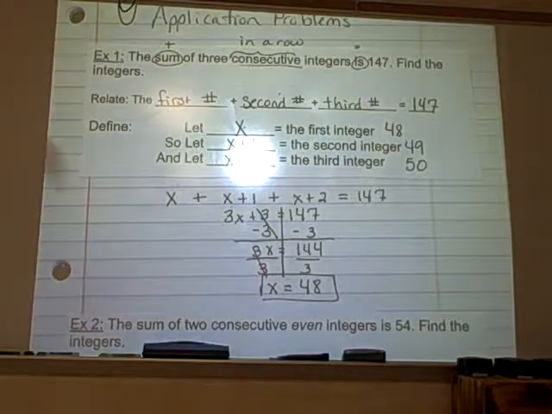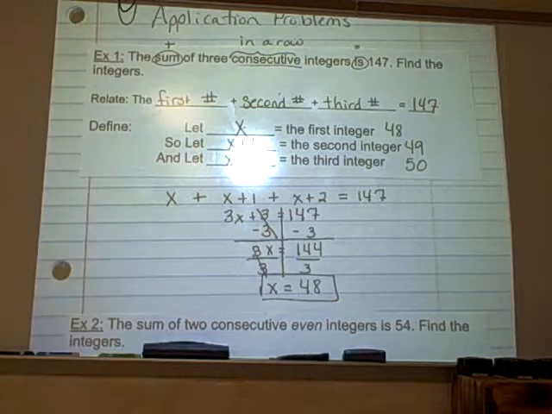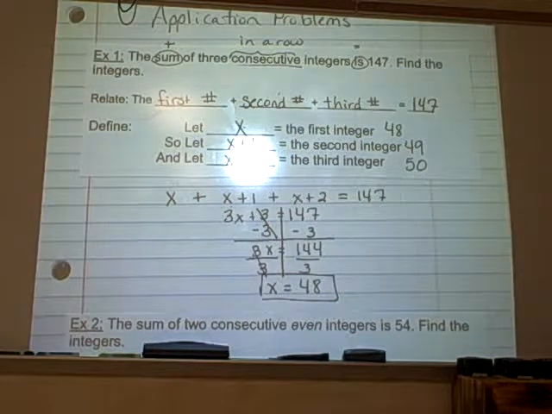So just because you found x doesn't mean you finished answering the question, so be careful about that. If you're looking for all 3 integers, you've got to go back and write all 3 of them. Because you can do all this work and then only write 48 and miss 2 of the answers. That would really stink if you did all that work and missed 2 answers out of the 3.